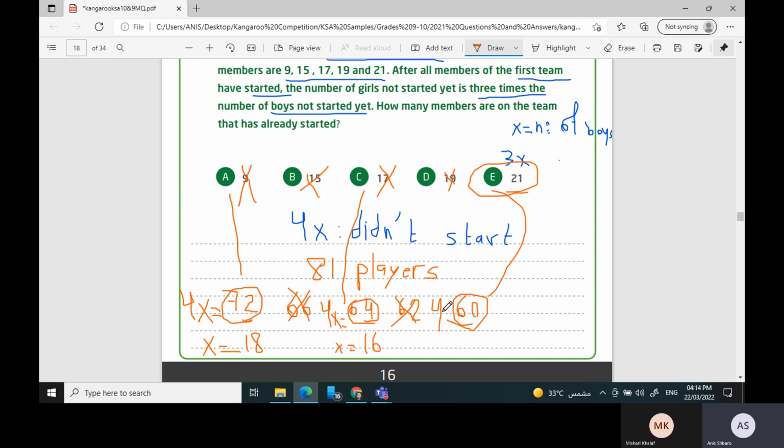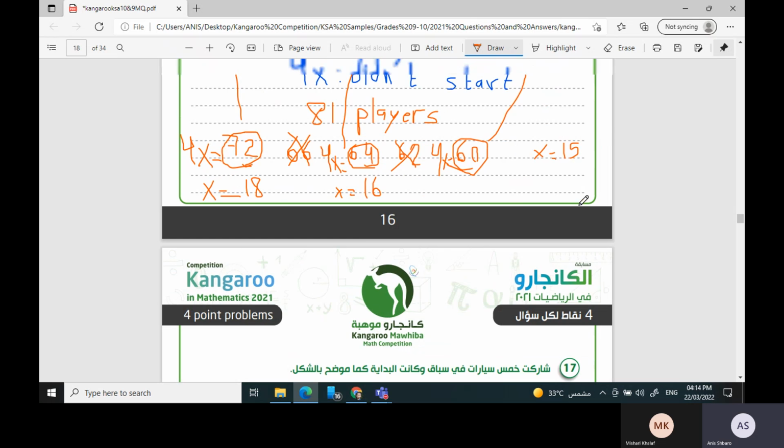We can double check by solving for 60. So simply x equals 15, since 15 times 4 is equal to 60. And yes, 15 is in our choices. So we have 15 boys and 45 girls who didn't start the game yet, and we have 21 members in the first team. Okay, it's a bit confusing.